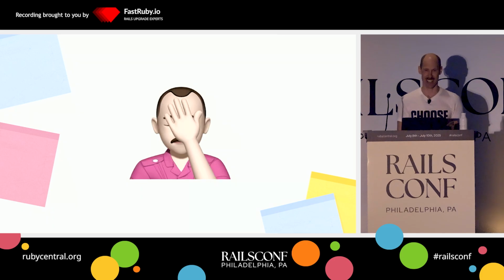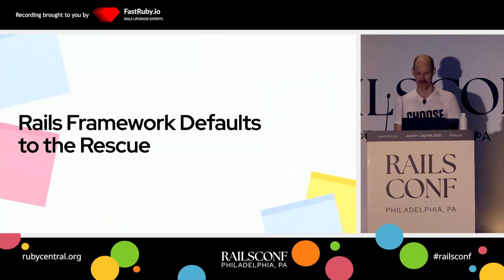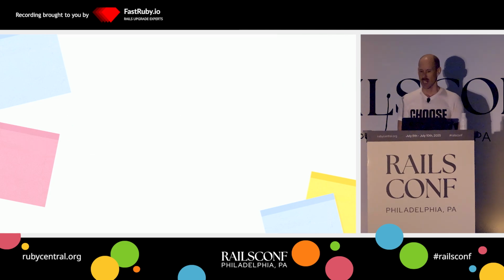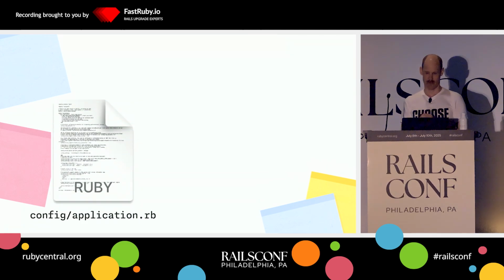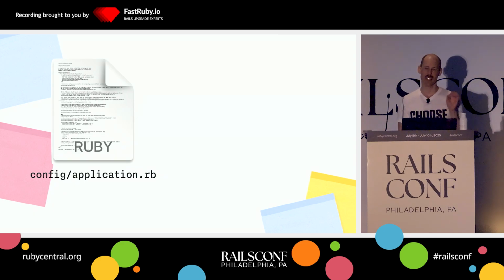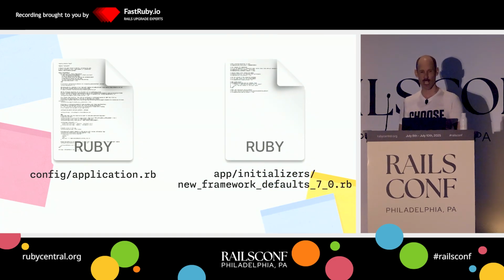So the Rails team saw this, realized this is not a great situation, and that's where Rails framework defaults come into play. They're there to help get around this potential problem of apps breaking. So there's two files that work together. The first is config/application.rb, and that's where we've talked about a lot of configuration settings get made. The second file we're going to talk about is an app initializer, new_framework_defaults, 5.1, 5.2, et cetera, et cetera, et cetera.